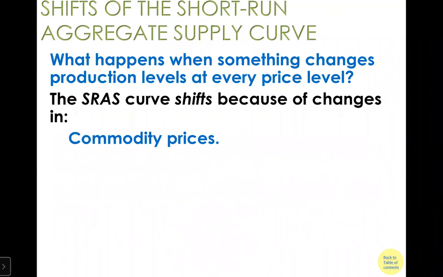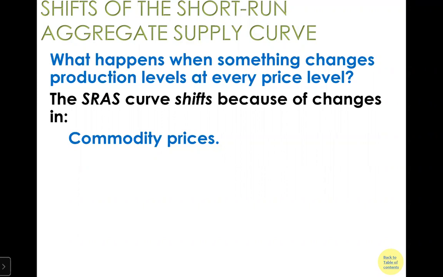Now similarly, as we did for aggregate demand, we want to look at the factors that can cause the short-run aggregate supply curve to shift. This curve can shift to the left or to the right. As we are going to see, that corresponds to a decline in supply if it shifts to the left, or an increase in supply if it shifts to the right. There are a few things that can cause the short-run aggregate supply curve to shift.